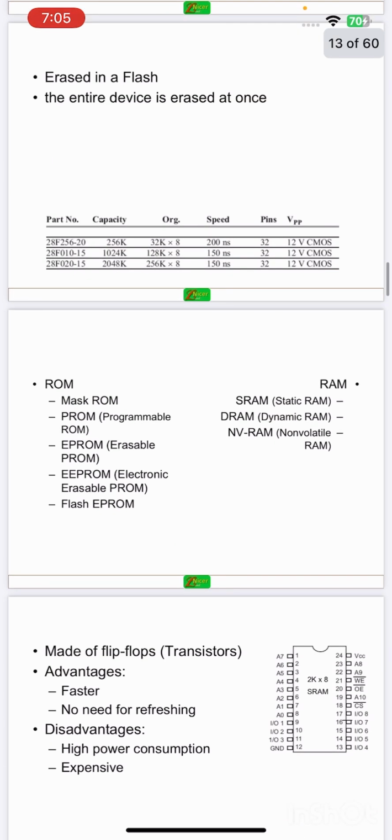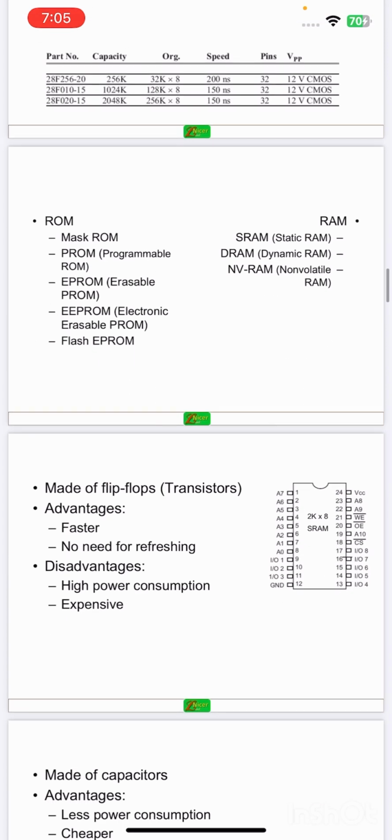Now moving on, as we have explained earlier what RAM and ROM are, that is one thing I'm not going to explain now because I have explained it in detail above.